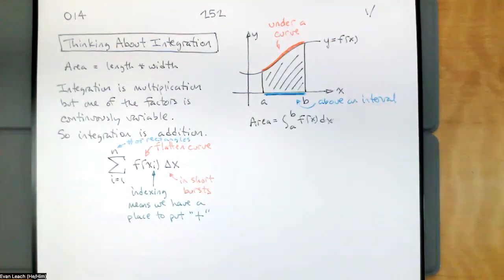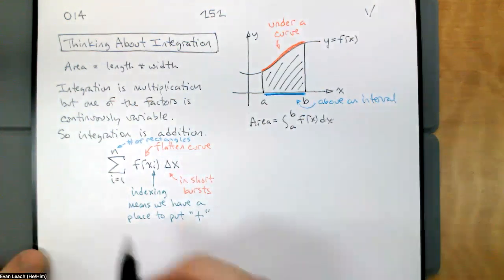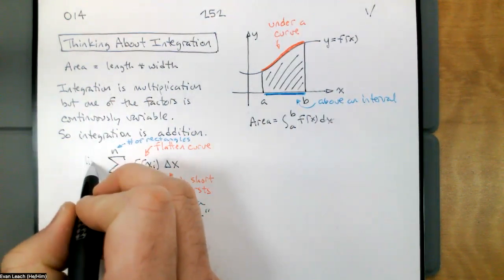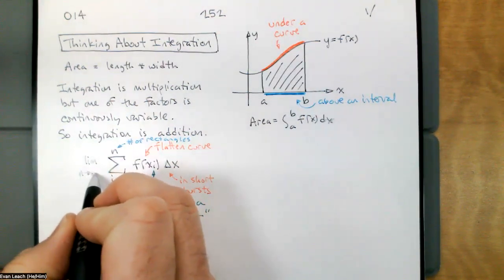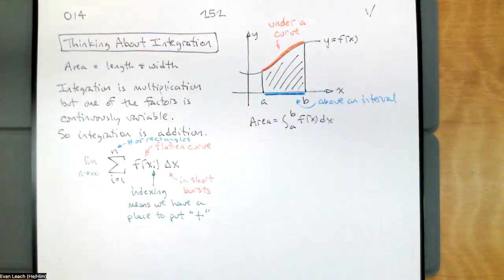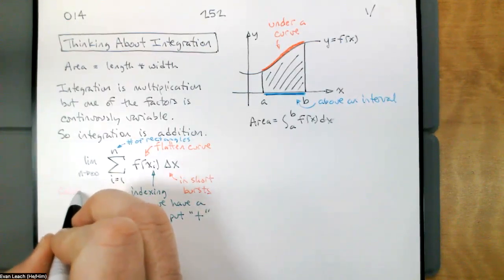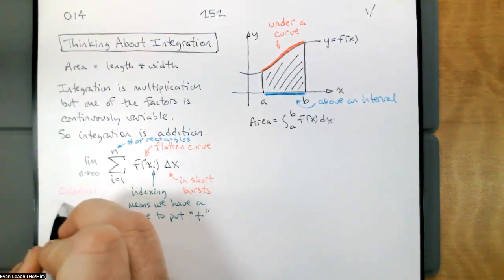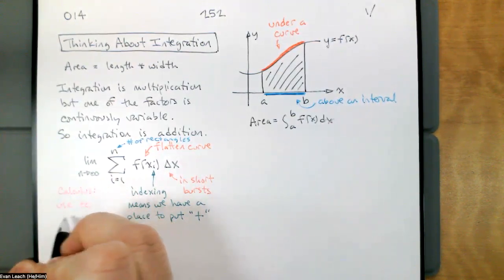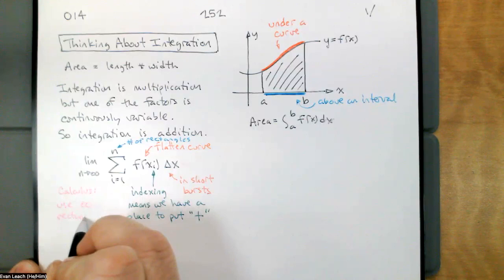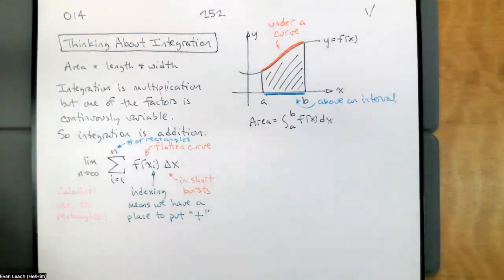We know that increasing the number of rectangles will improve our approximation. So the calculus way is to do whatever's improving your calculation or your approximation forever. So this is just to say use infinite rectangles. Whatever you're doing, do that forever.